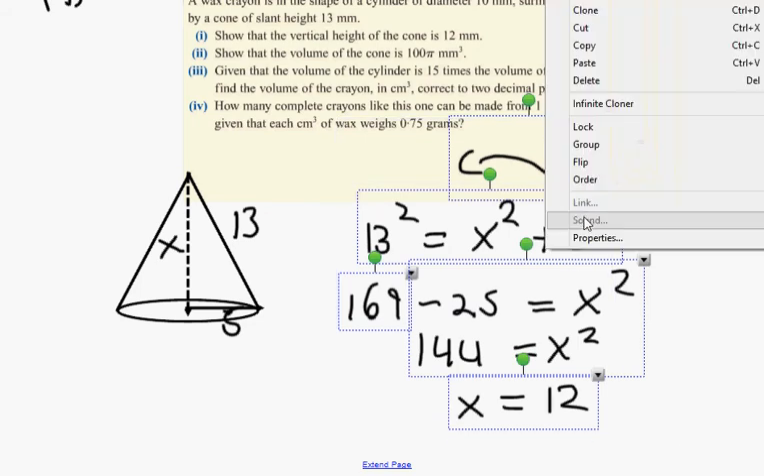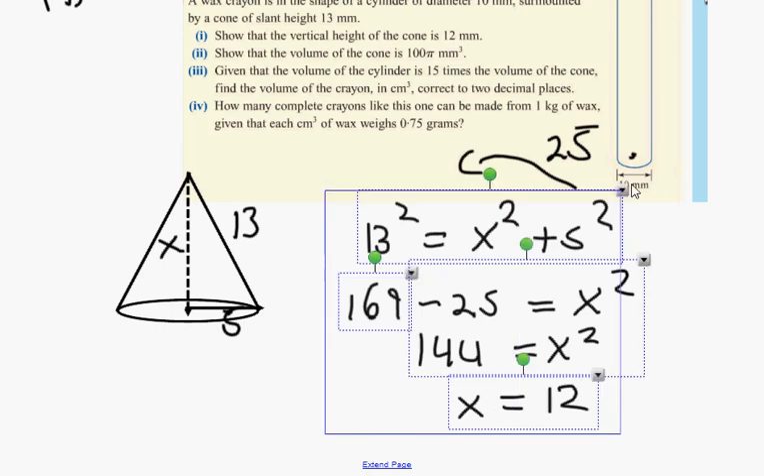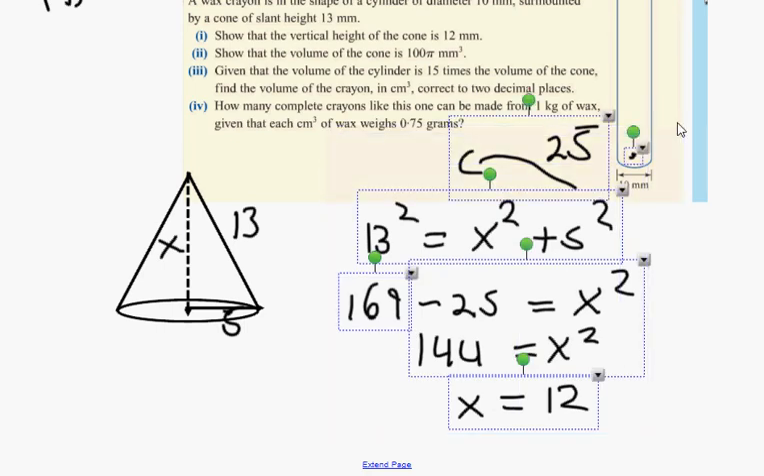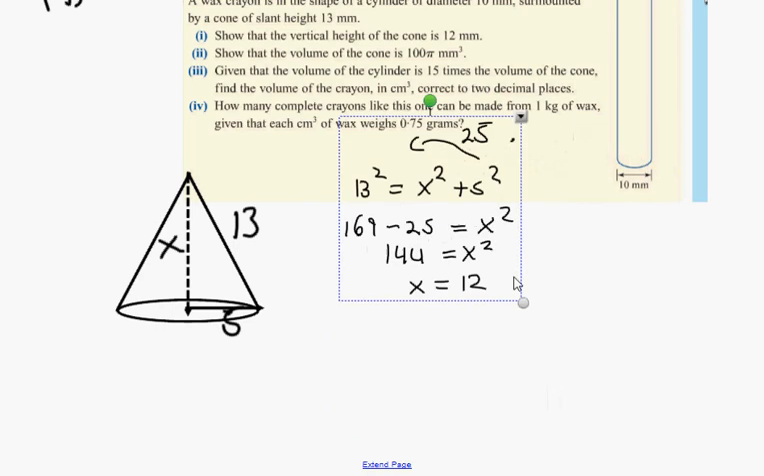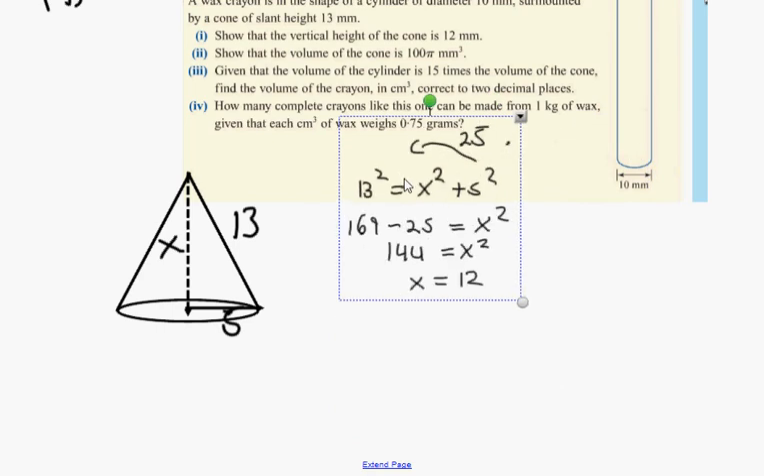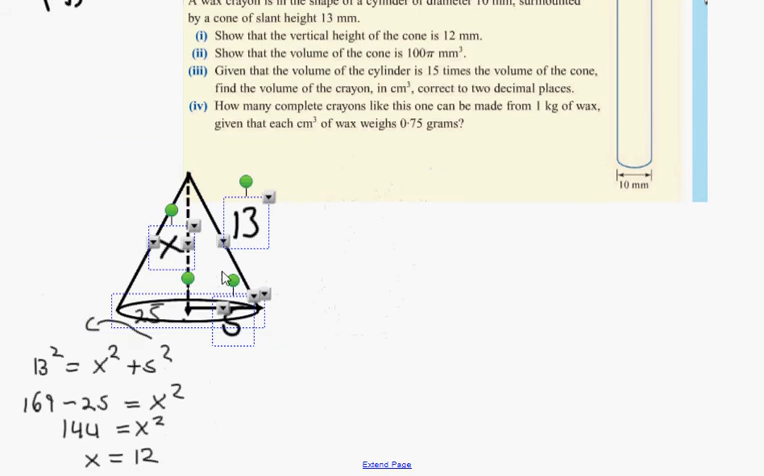Okay. So next part is show that the volume of the cone is 100 pi millimeters squared. Okay, show that's 100 pi millimeters squared. So when you do that, okay guys, okay, so that's part 1 there, okay? Now we're on part 2.